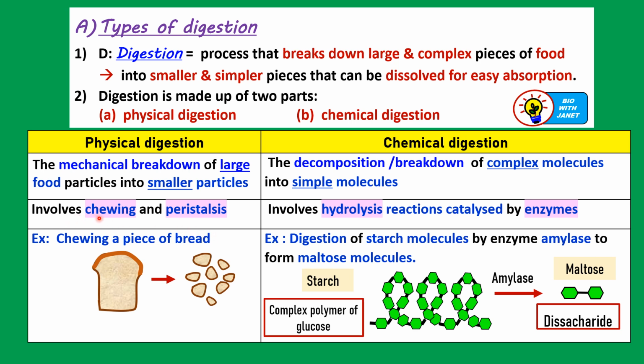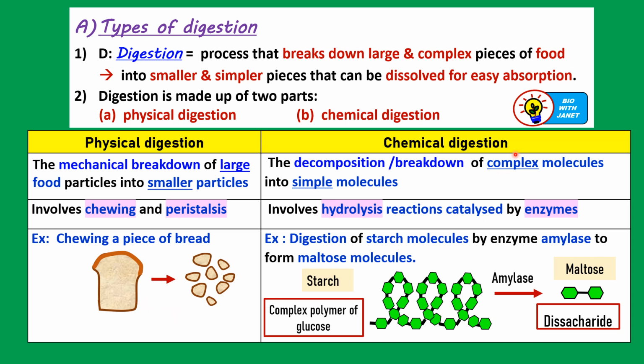So, physical digestion involves these processes: chewing and peristalsis. For example, chewing on a piece of bread. When we eat a piece of bread, we chew it and it's broken down into smaller pieces. But this does not involve the breakdown of complex food particles yet.